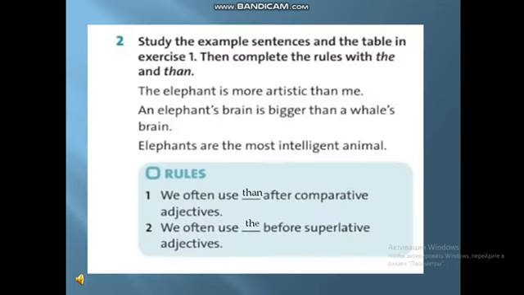Exercise number 2. Study the example sentences and the table in exercise 1. Then complete the rules with the and then.